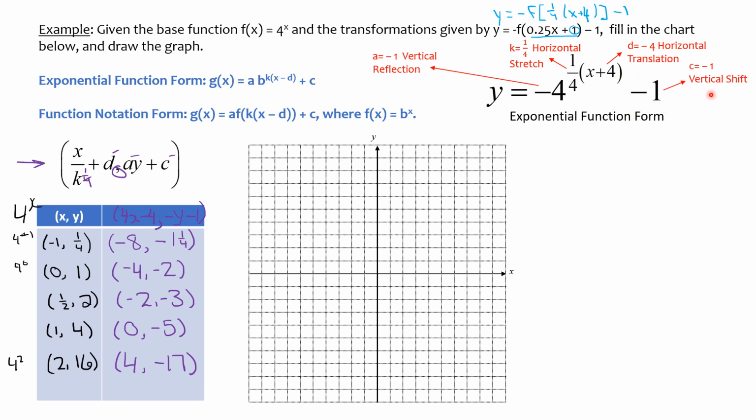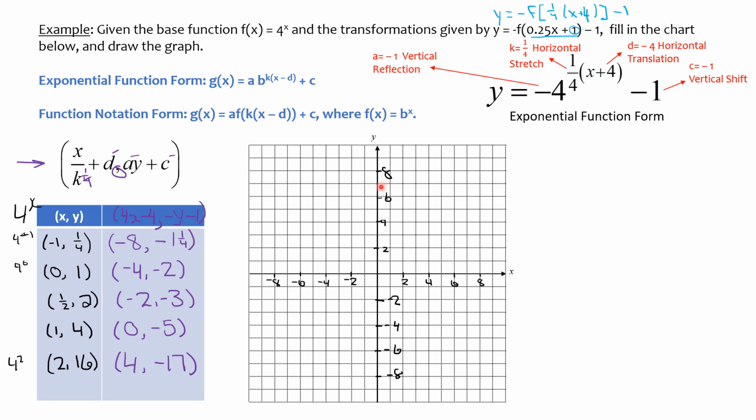And our last piece is the -1 on the end. That's a vertical shift, and that's an important one because remember the asymptote? This is the only thing that's going to change my asymptote. So the asymptote, I'm actually going to draw that in first. I'm going to draw an asymptote right across here at -1.